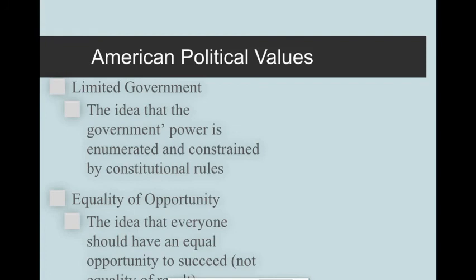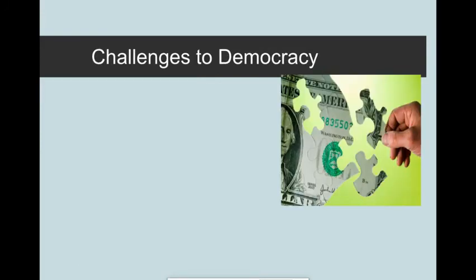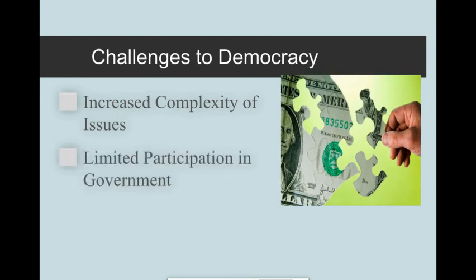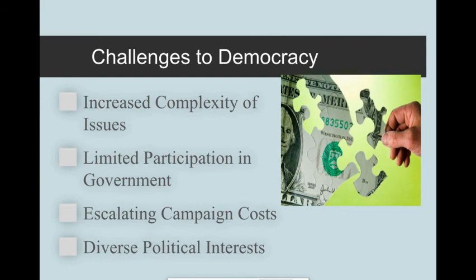We believe in limited government, the idea that government's power is constrained by the Constitution, okay? The Constitution tells them what they can do and what their powers are. Equality of opportunity is the idea that everyone should have an equal opportunity to succeed. So the challenges to democracy: increased complexity of issues, limited participation in government, and escalating campaign costs. There's also a huge diversity of political interests, right? Our parties, our divisions, our different debates.